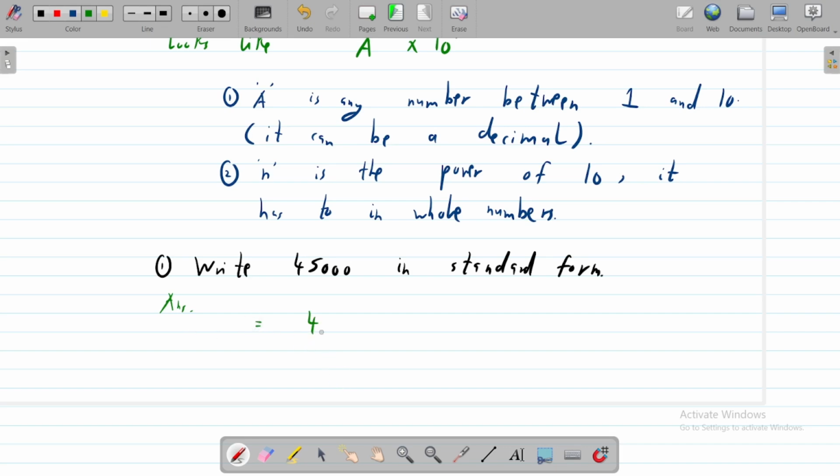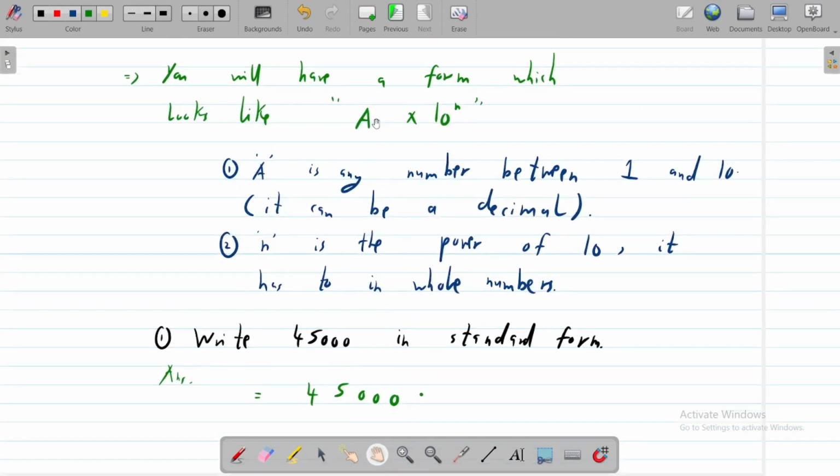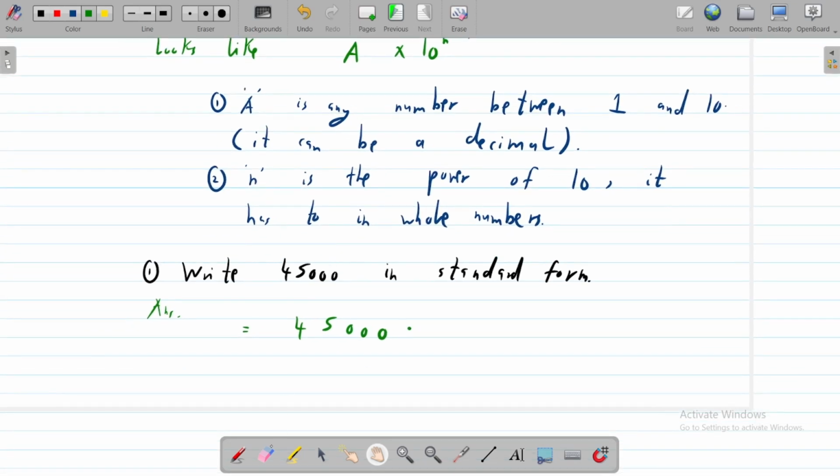Again, we'll first write down 45,000. The first step is we have to write down a decimal point at the very end. It's not making a difference because 45,000 and 45,000.0 is the exact same thing. Now, we're going to take this decimal point back until we get a number that is between 1 and 10, because that's what we need a to be, even if it's a decimal. So I take it back 1, 2, 3, 4 places. When I take it 4 places back, I get 4.5. So that's a number between 1 and 10.